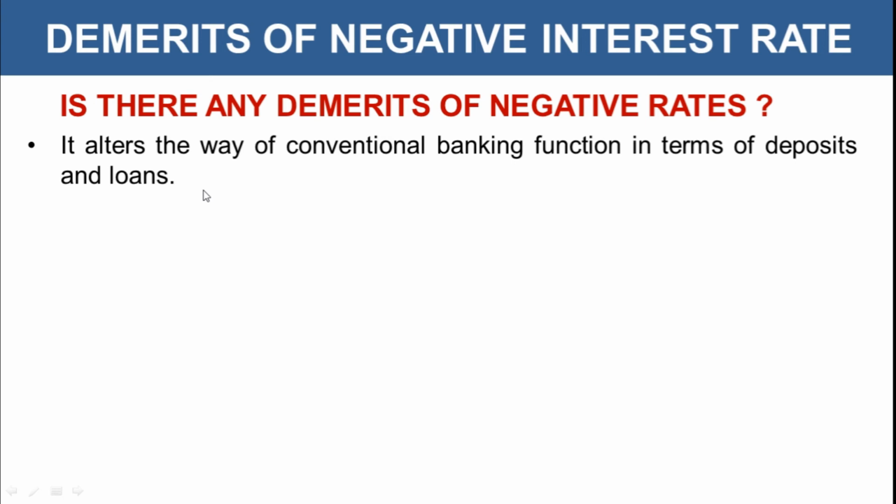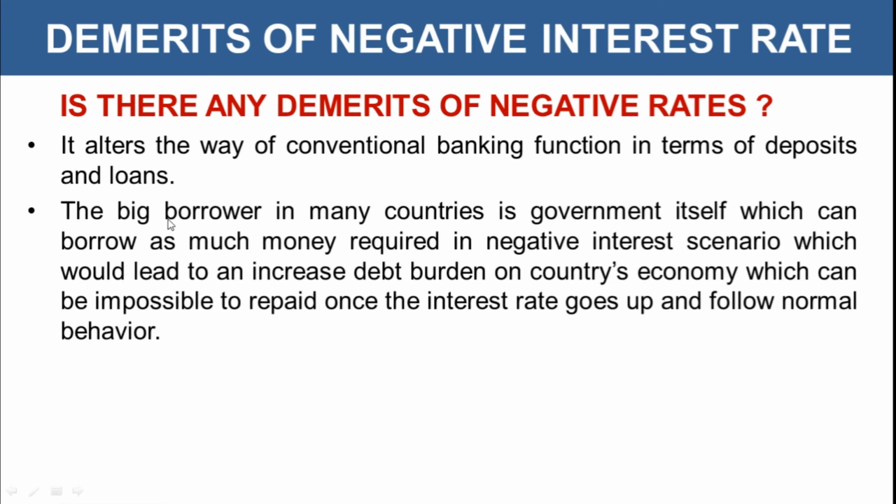So what we see conventionally in banking policies is that interest is provided on the deposit at a lesser rate, and then interest is charged on the loan at a higher rate, and this margin becomes profit for the banks. So that was the conventional scenario, but with negative interest rates, it is totally reversed, which creates a kind of chaos in the mind. And then the big borrower in many countries is the government itself, which can borrow as much money as required in a negative interest scenario, which would lead to an increased debt burden on the country's economy, which can be impossible to repay once the interest rate goes up and follows normal behavior.